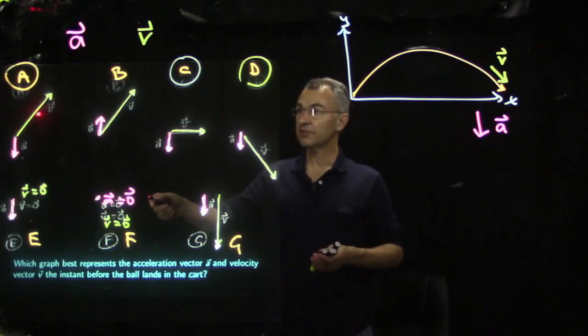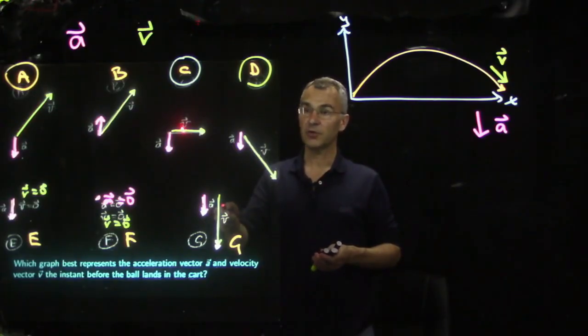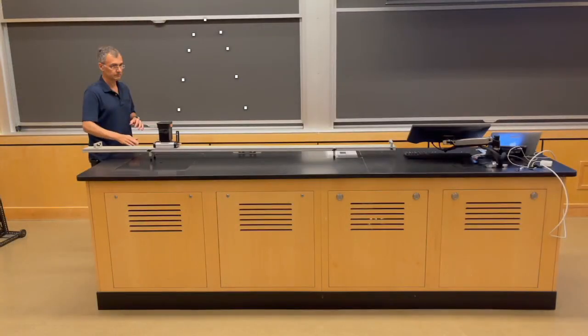But just after launch, the velocity is up and to the right. At the apex, the velocity is to the right with no up or down component. And just before being caught, the velocity is down and to the right.